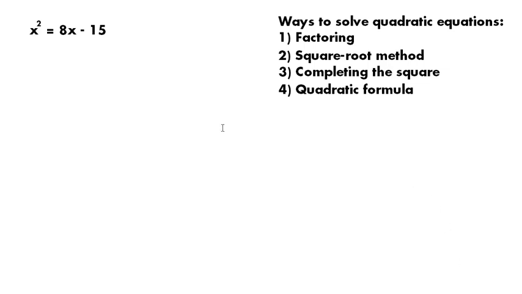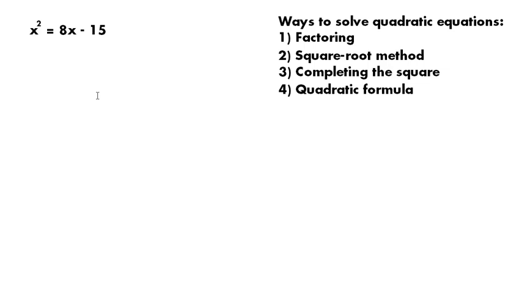Typically, with a factoring problem, it's advantageous to use factoring if it can be factored. When problems cannot be factored, you typically start to use methods 3 and 4 or possibly method 2. There will be videos following this one that will show you how to do each of these four methods. So again, for now, we're going to do factoring.